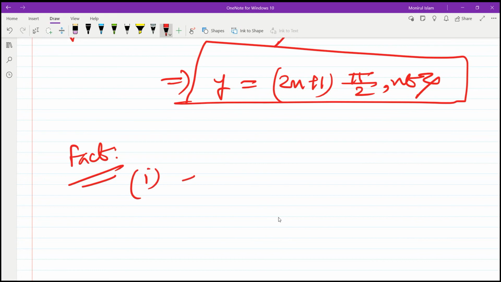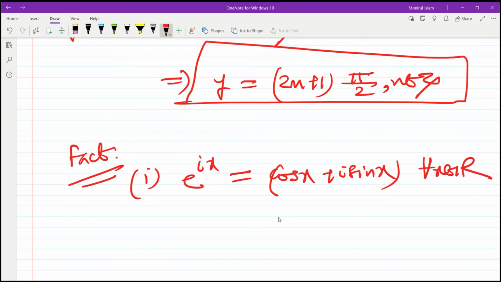First one is e to power ix equals cos x plus i sin x. This is Euler's formula for any real number. This fact I have used.